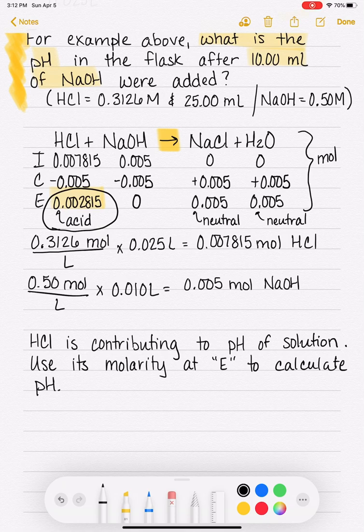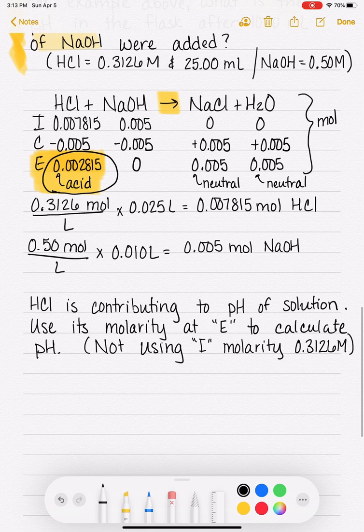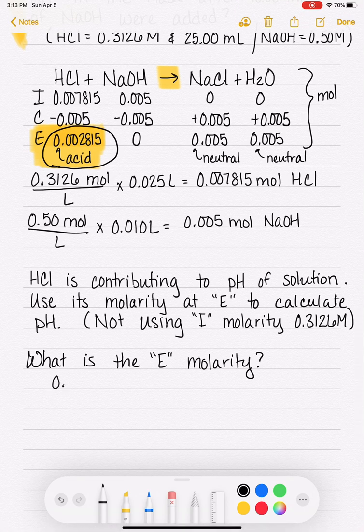So we are not using the initial molarity, which is 0.3126. That's not what we're using. We are using the molarity here at this time in the titration to calculate the pH. So we have to figure out what is that molarity. What is the ending molarity? We know the number of moles. The number of moles is 0.002815.